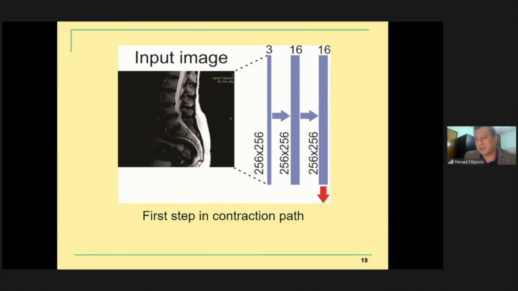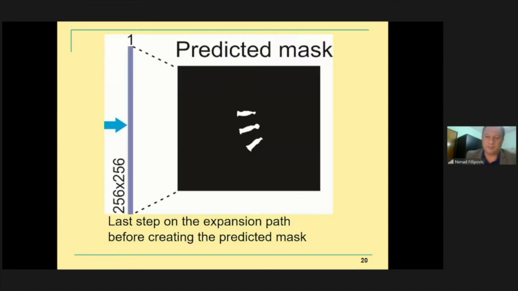Then we have 16 layers. These 16 layers come into the contraction path, and this process is repeated 3 more times. The next layers go to 64, 128, etc. So convolution and max pooling are repeated 3 times. The bottom of the U network is reached with only 2 convolution layers without max pooling.